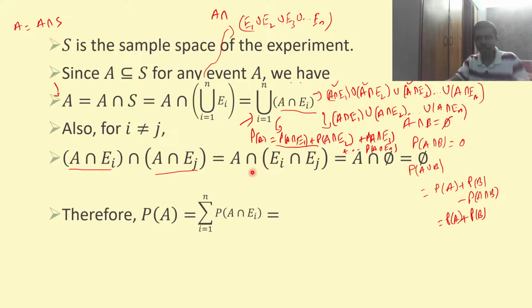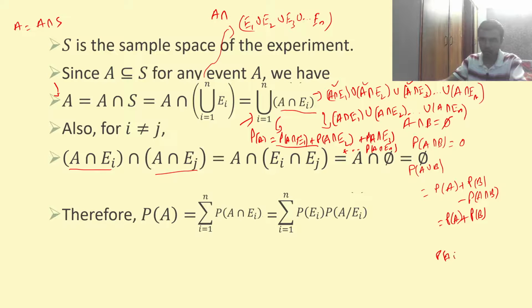This we can write as sigma i runs from 1 to n P of A intersection Ei, like E1, E2, E3 and so on till En, right? Now next, listen carefully. This I can write as P of Ei into P of A by Ei. I already told you P of A by Ei is nothing but P of A by Ei.